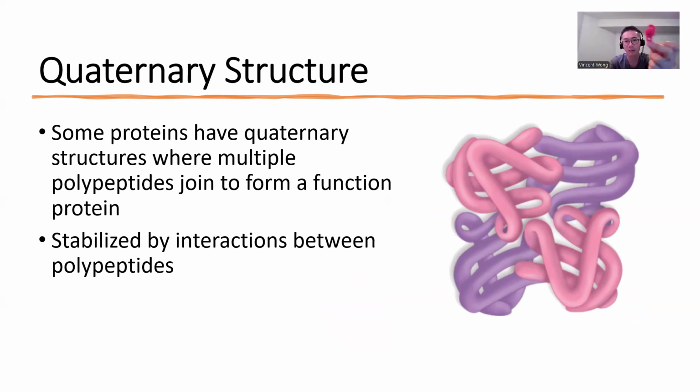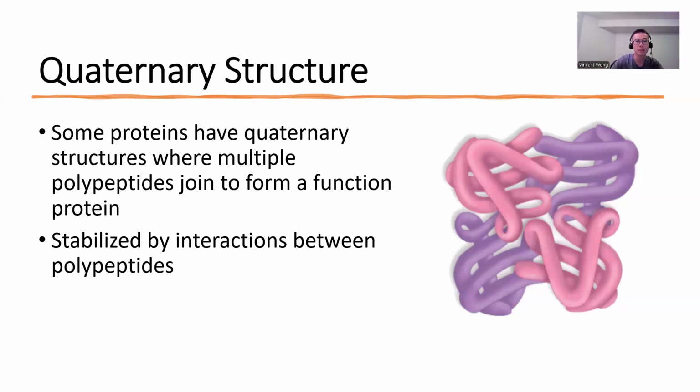The pink one is not functional on its own either. So what happens is they have to come together, and now it forms a complex. Together they could perform some function. Not all proteins need to do this, just some. And when they do come together, when they do form the complex, then it has a quaternary structure.